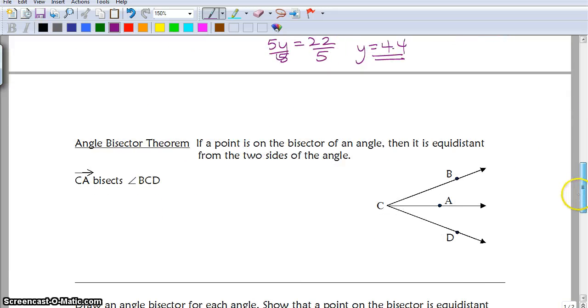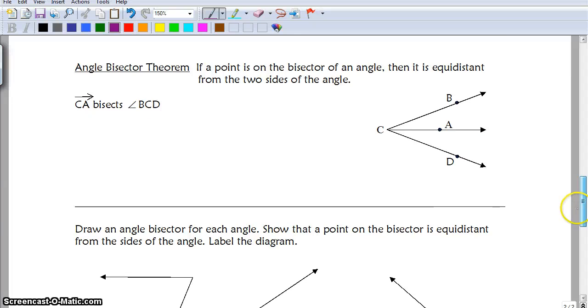We have one more concept to talk about today, and that is the angle bisector theorem. So you guys already know what angle bisectors are. It's something that cuts an angle in half. And also, by the way, this is the second thing that I would suggest studying the most. This is another tricky one. If a point is on an angle bisector, then it is equidistant from the two sides of the angle.